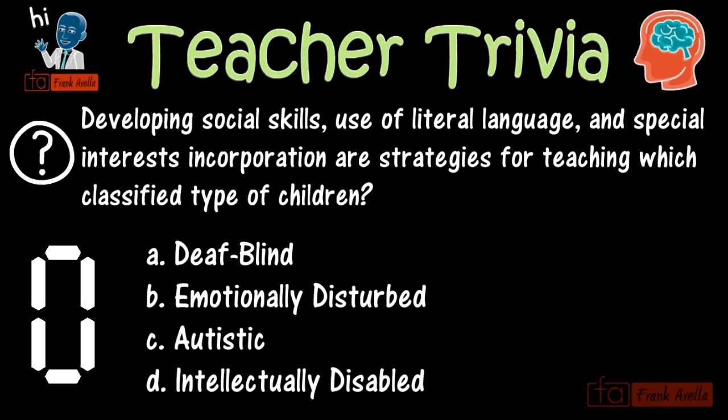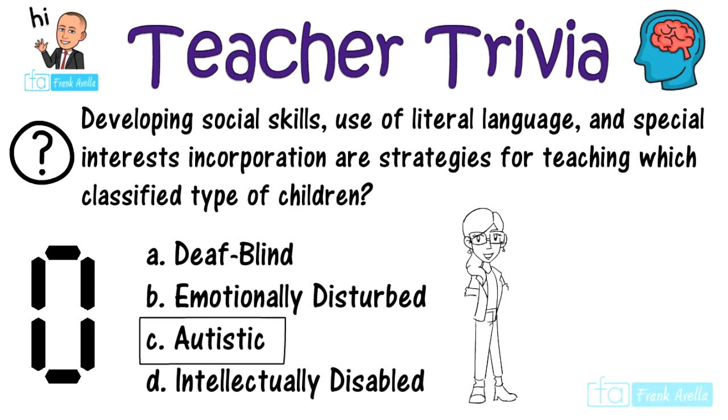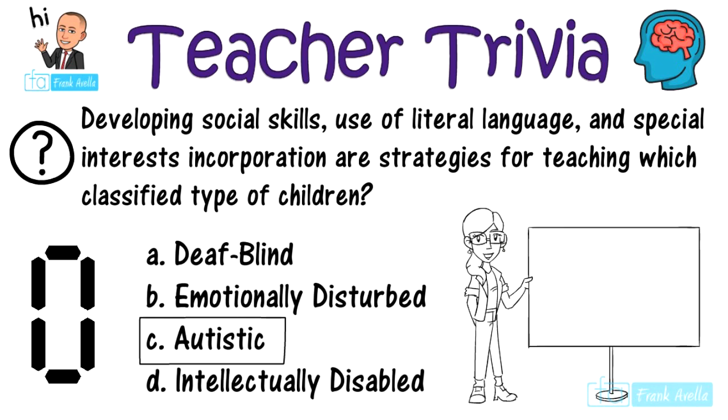The answer is autistic. These types of teaching strategies are specifically designed for teaching autistic children. Other strategies for teaching them include limiting lecture, using the concrete to teach the abstract, having structured routines.